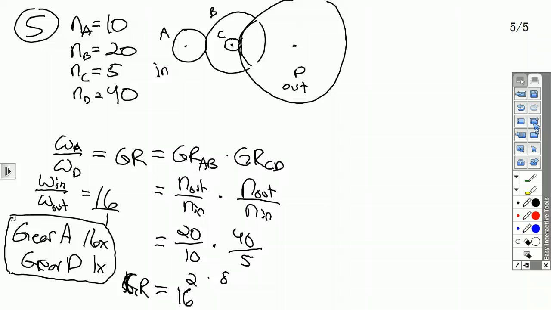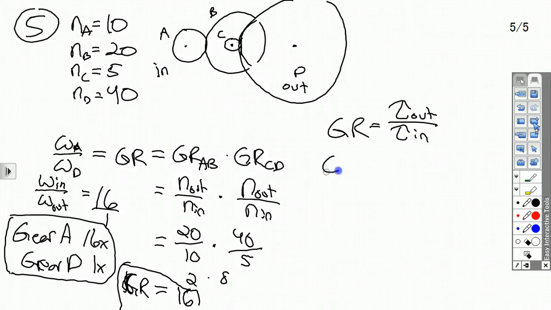So, if 10 foot-pounds of torque is applied to gear A, what's the output at D? Well, the gear ratio is 16, like we said. So gear ratio is also equal to torque out over torque in. So our gear ratio is 16. Our torque out, we don't know, we're trying to find that. Our torque in, we said, was 10 foot-pounds.